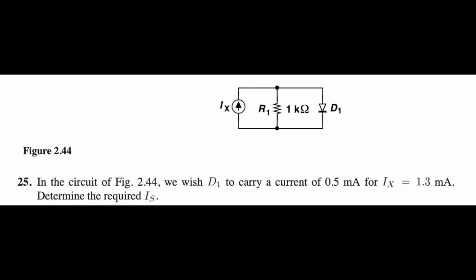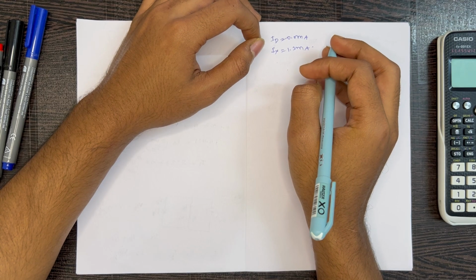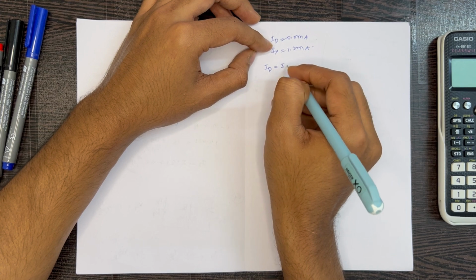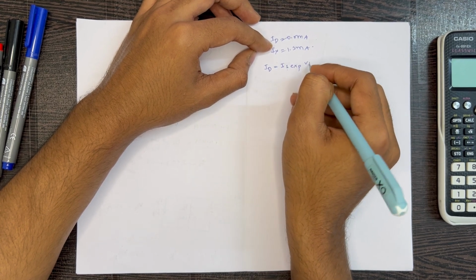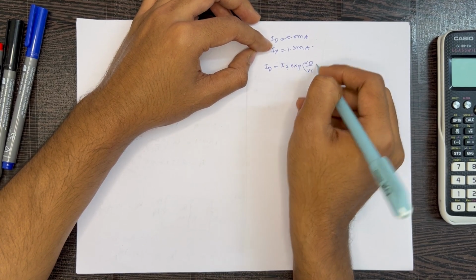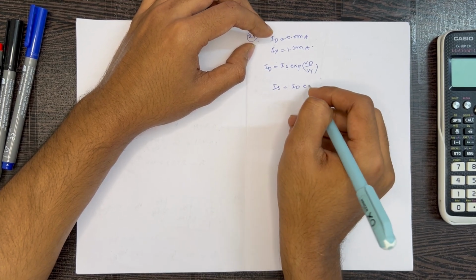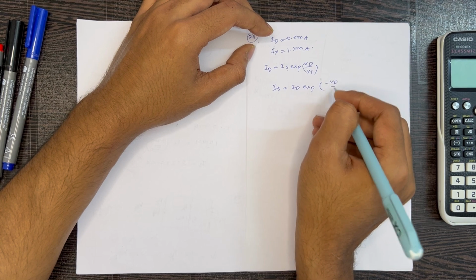They say that in the circuit of figure 2.44, we wish D1 to carry a current of 0.5 milliampere and supply current is 1.3 milliampere. We need to determine the required Is. We know that the diode current equation is ID equals Is exponential Vd by Vt. So Is will be ID exponential of minus Vd by Vt.